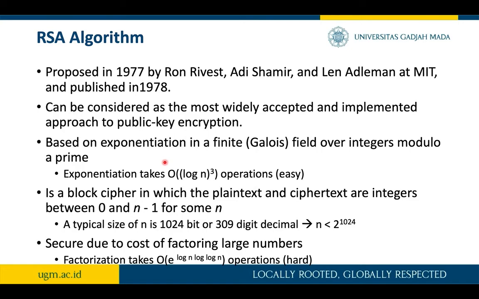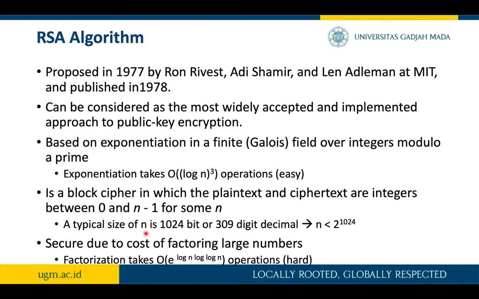For this one, we actually base RSA on a Galois field over integers modulo a prime. The exponentiation here takes on the order of (log n)^3 operations. It is a block cipher, so plaintext and ciphertext should be integers, because we use mathematical operations here.